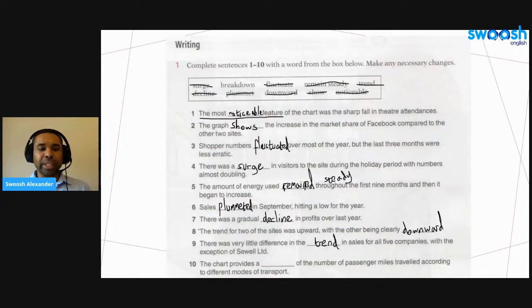And so the final one must be the chart provides a breakdown of the number of passenger miles travelled according to different modes of transport. So a breakdown means provides the specific details of, and so that keyword we could use there. So that's a number of keywords that we have seen used in this exercise.